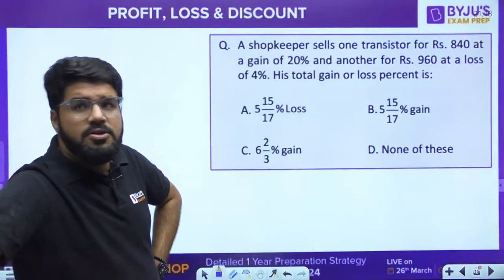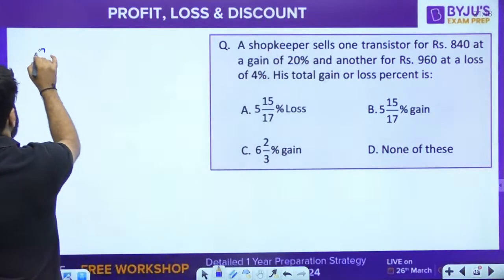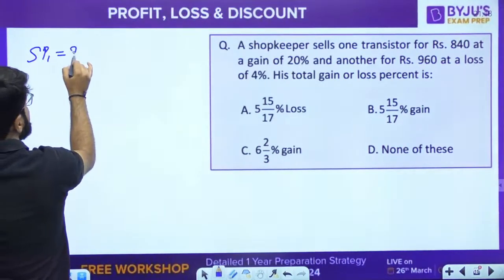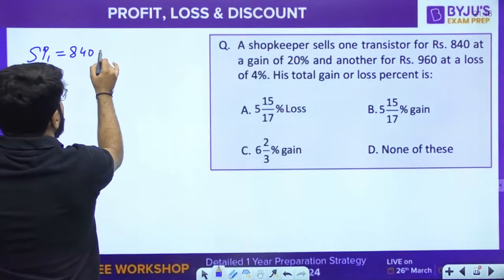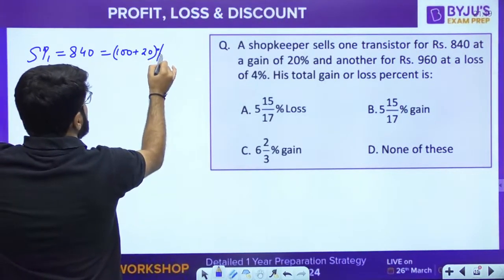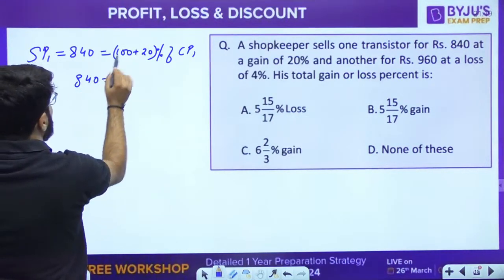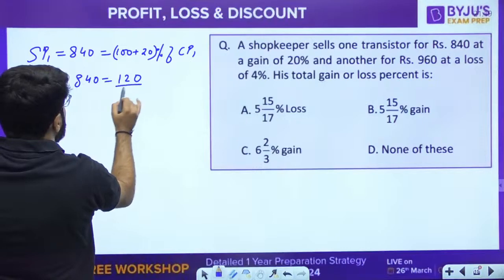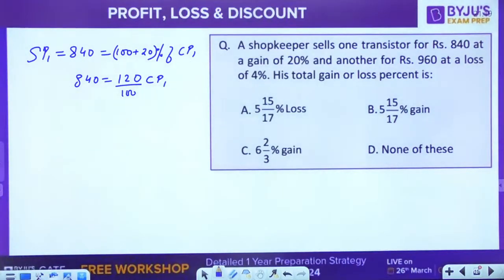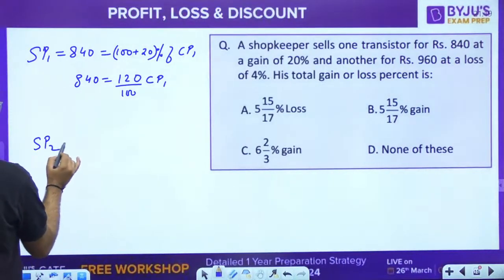Okay, overall, what is the loss or gain? So, what is the selling price 1 given to you? The selling price number 1 is 840, and that is at a gain. So whenever there is a gain, it is 100 plus P percentage of the cost price 1. That means this 840 is 120%, that is 120 by 100 into CP1. From here, we will first calculate the value of CP1, and then let me write down the equation first.